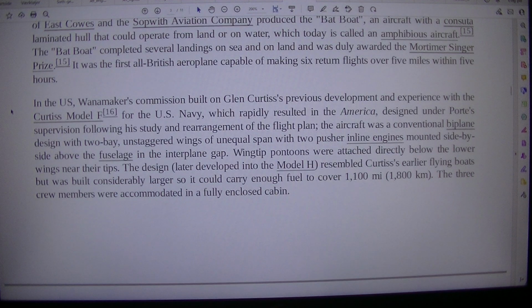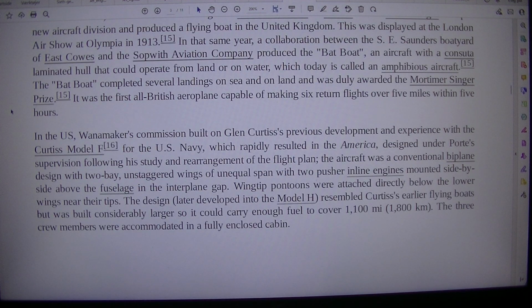The aircraft was a conventional biplane design with two bay, unstaggered wings of unequal span with two pusher inline engines mounted side by side above the fuselage. In the interplane gap, wingtip pontoons were attached directly below the lower wings near their tips.